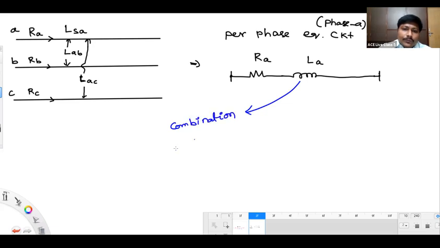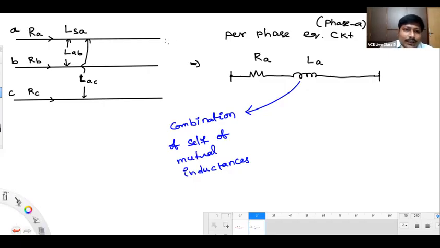Combination of self and mutual inductances. Don't confuse them. All these terms will be repeated again and again. Inductances: self and mutual inductances. Next thing.